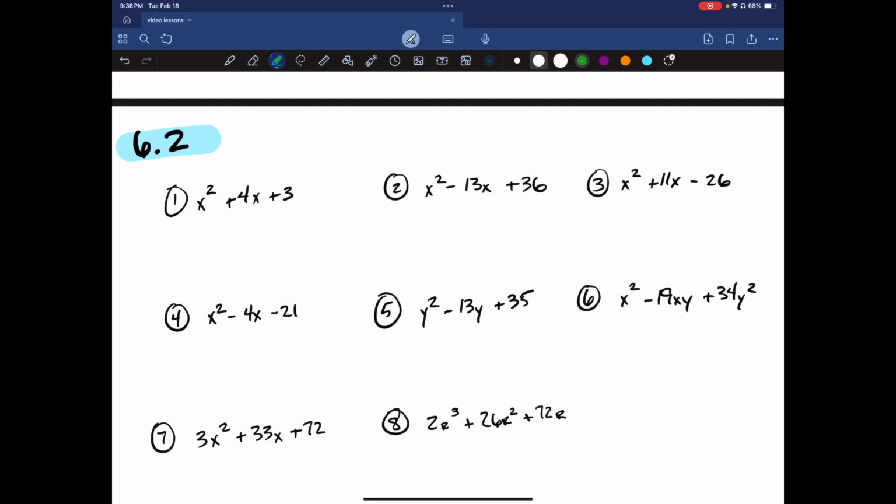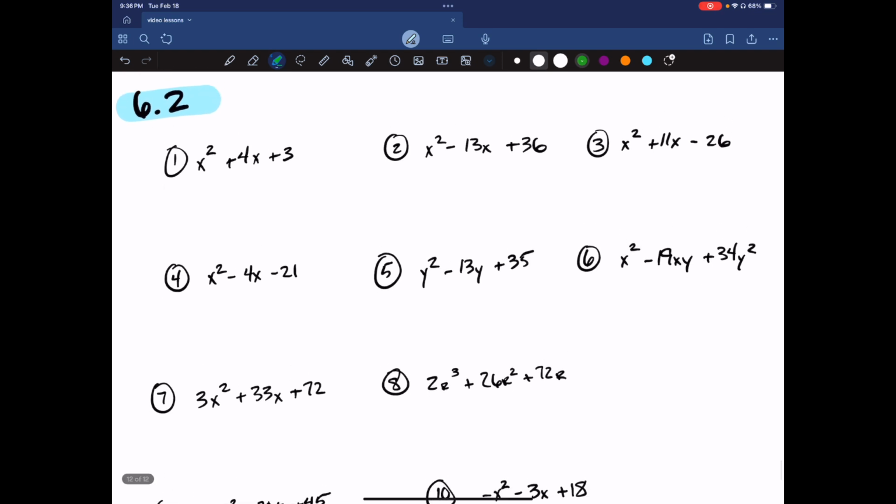Hello, welcome to 6.2. If you've already watched 6.1, chapter 6 in general is all about factoring. And 6.1 is getting your feet wet by talking nothing more than just greatest common factor, right? But we're going to take that a step further here in 6.2. So bear with me.